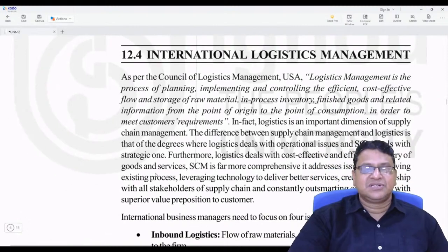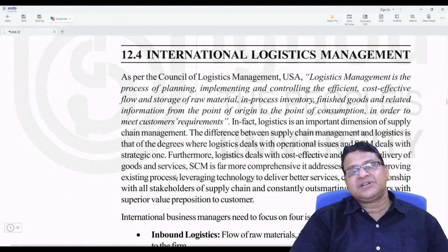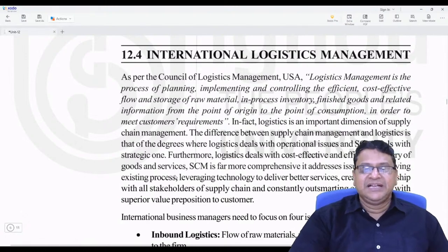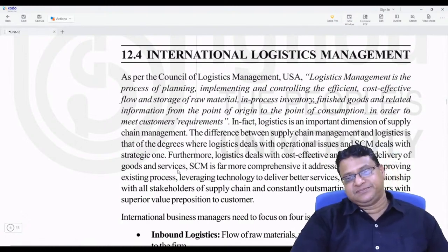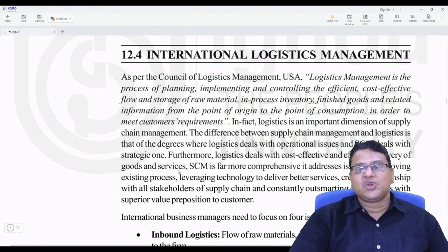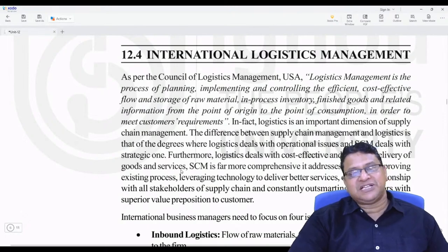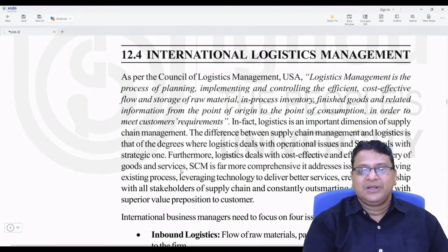Next, we will discuss the second aspect of international operation management, that is international logistic management. What is logistic? First, we have to discuss logistic management. It consists of two words. One is management. Management means planning, implementing, controlling of logistics. So what is logistics?